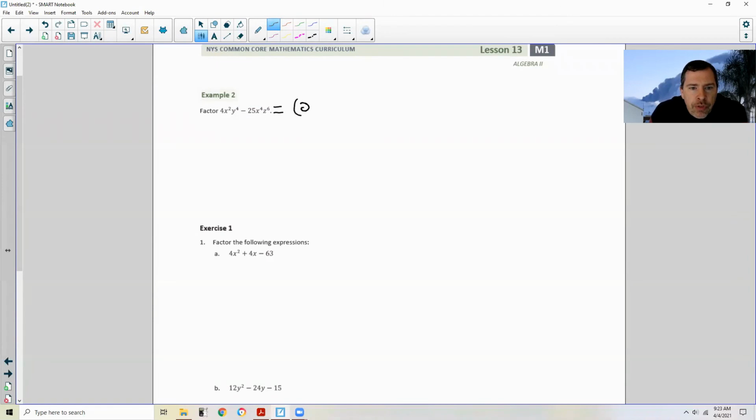the square root of 4, the square root of x squared, the square root of y to the 4th, all squared. So if I distribute that, I get this, minus the square root of 25, the square root of x to the 4th, the square root of z to the 6th, all squared. So if I distribute this, I get this. Okay? So once I do that, this is a difference of squares.